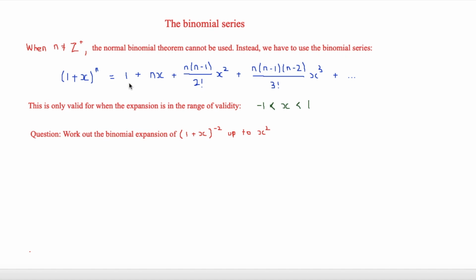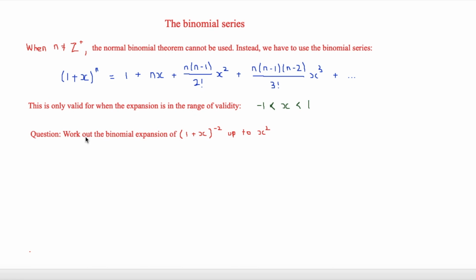The binomial series goes: (1 plus x) to the power of n is equal to 1 plus nx plus n times (n minus 1) over 2 factorial x squared. Factorial basically means all the numbers, so 2 factorial is 1 times 2, and 3 factorial is 1 times 2 times 3, and so on. Then add n(n minus 1)(n minus 2) over 3 factorial x cubed, and this continues and continues. But it's only valid in the range of validity, which is when x is between minus 1 and 1. This will all make more sense when we start looking at a question.